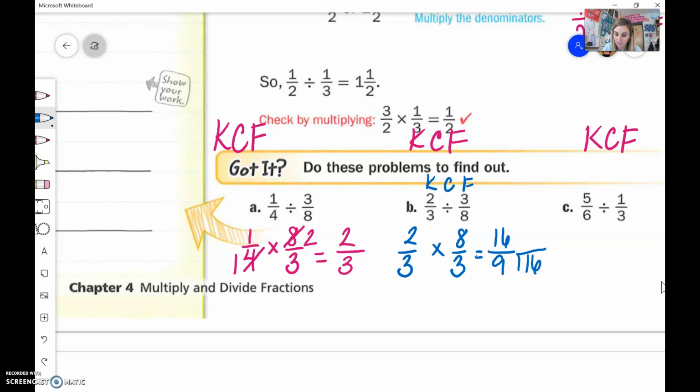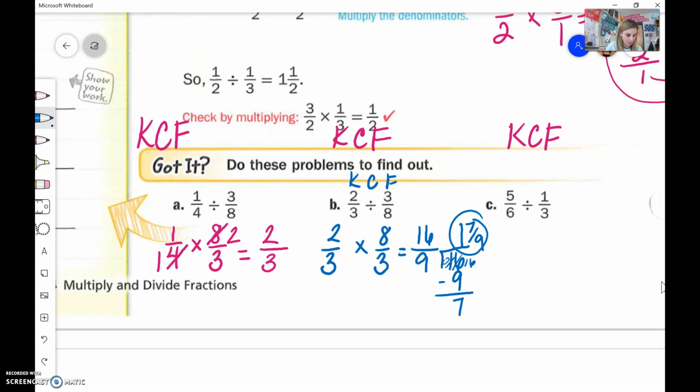I know 9 can go into 16 one time. That gives me 9. I subtract. That gives me 7. And I have 1 and 7/9. Okay? Again, you don't need to sit here and cross that out because you know that's going to be 16. It's the exact same number that you're starting with. Okay? So 1 and 7/9.